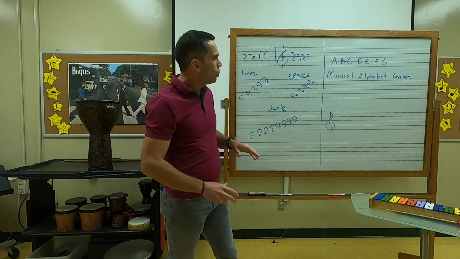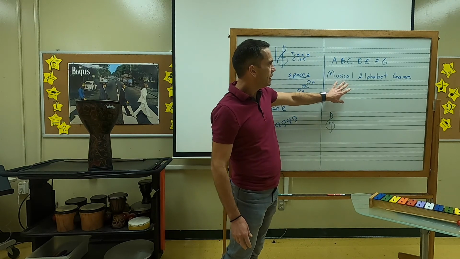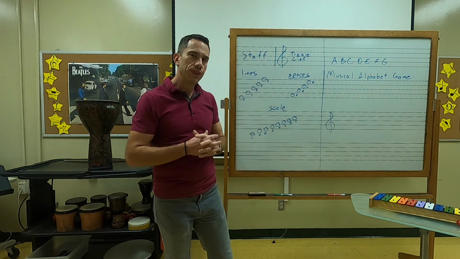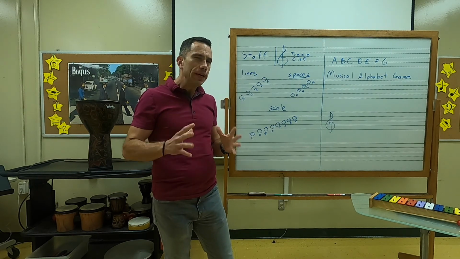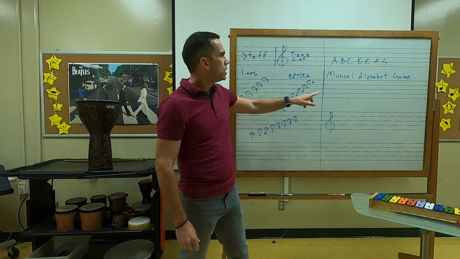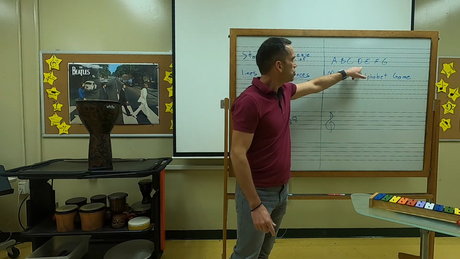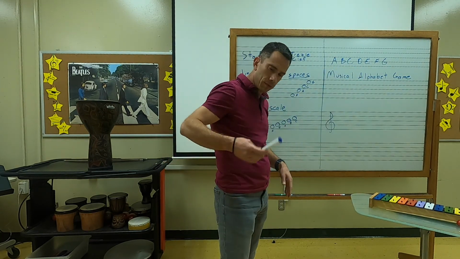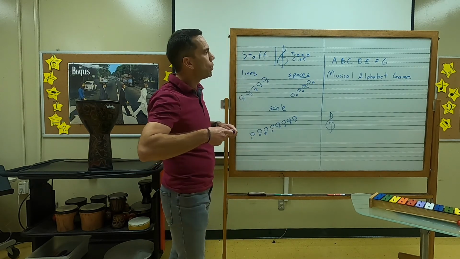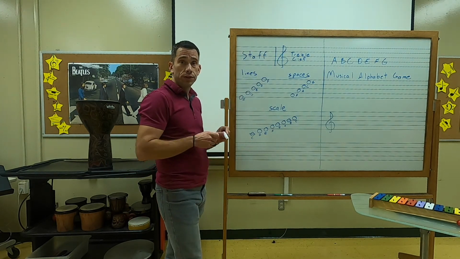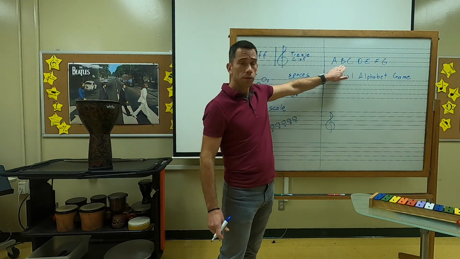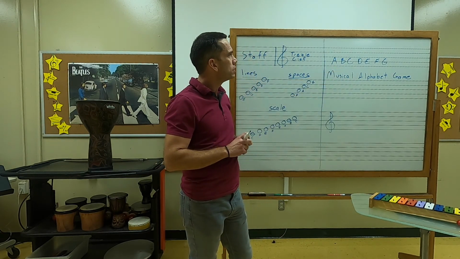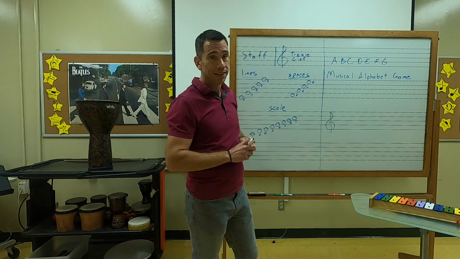So what we're going to do now is we're going to play a little musical alphabet game. So I want you to try to figure out how many words you can spell just using these letters right here. So let's try to think of a few. There's my marker. So can you think of a word you can spell just using these letters? Let's try an easy one. How about bag?